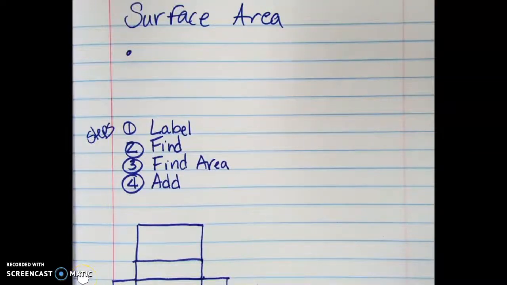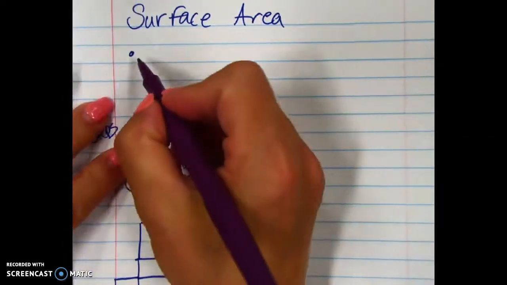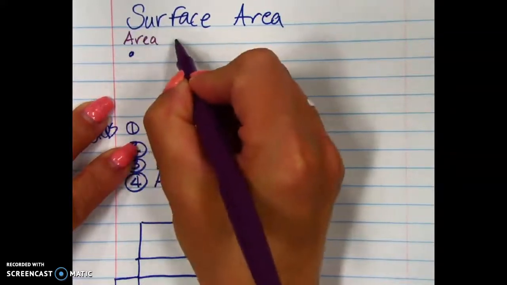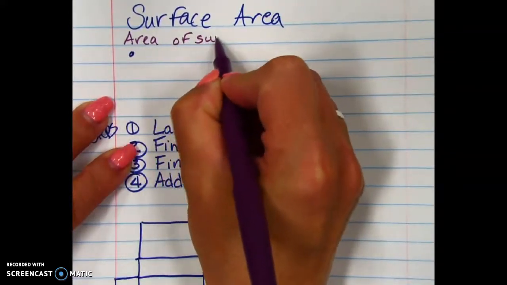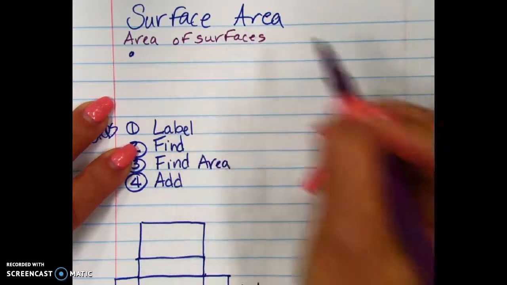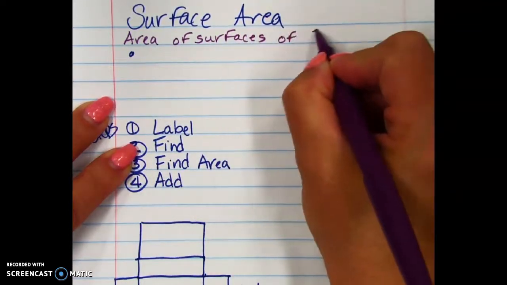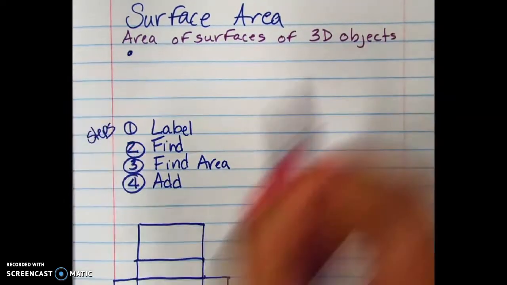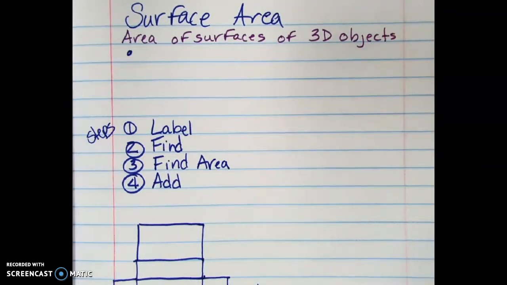So today is our intro to surface area. What is surface area? It is the area of surfaces, sounds familiar, of 3D objects. Now, the other day we learned about our 3D objects. Then we learned that nets are 3D objects that are opened up. So that was important to know because finding surface area is finding the area of a 3D object. So obviously it's going to be a composite figure.